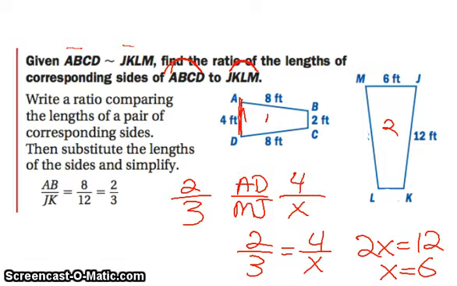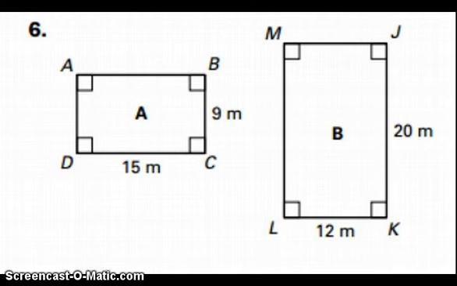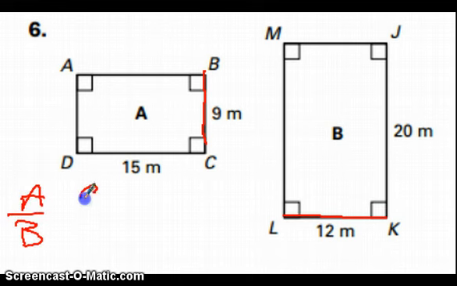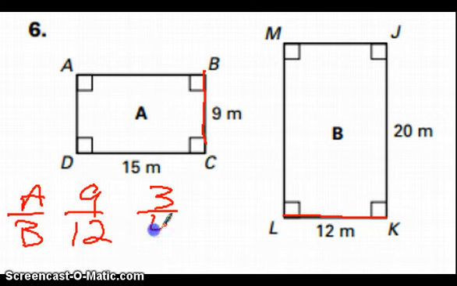And we can do that for all the sides. All we need to do in today's classwork is find the ratio of corresponding sides. So if we're given that the short side of this rectangle from B to C is 9, and we know that this length from L to K is 12, our ratio from A to B is going to be 9 to 12. And that's going to mean that we can reduce that to a 3 to 4 ratio.